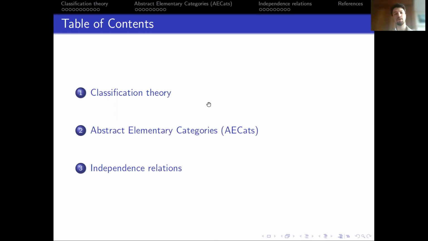So I'll first explain a bit about this kind of model theory that we will be doing, which we call classification theory. And then I'll introduce this framework that I call abstract elementary categories, or AECATs. And then finally, this comes together in the last section when we consider these independence relations. And I'll explain how these are related to this classification theory.